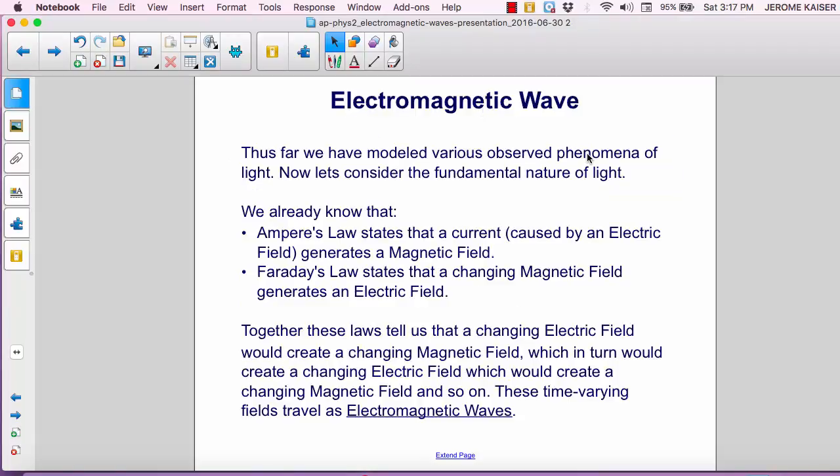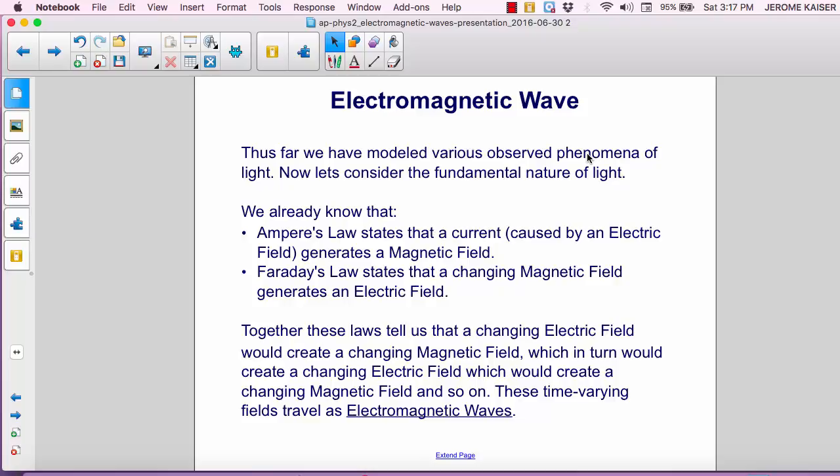Thus far, we've modeled various observed phenomena of light. Now let's consider the fundamental nature of light. Now we already know that Ampere's law states that a current, which is caused by an electric field, generates a magnetic field. So in essence, a varying electric field should cause a magnetic field. And Faraday's law states that a changing magnetic field generates an electric field.